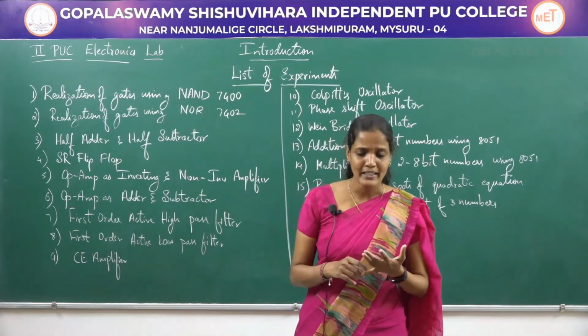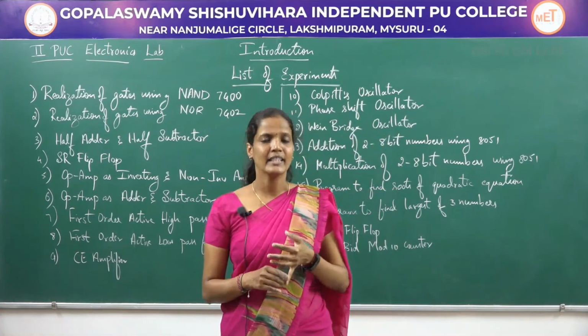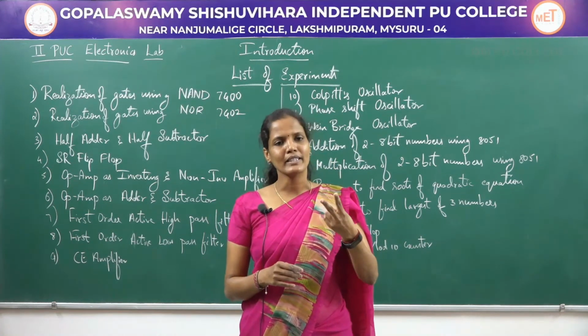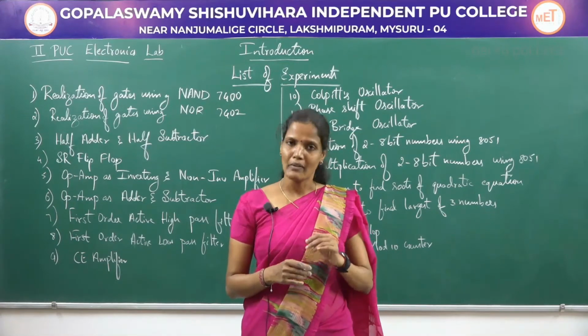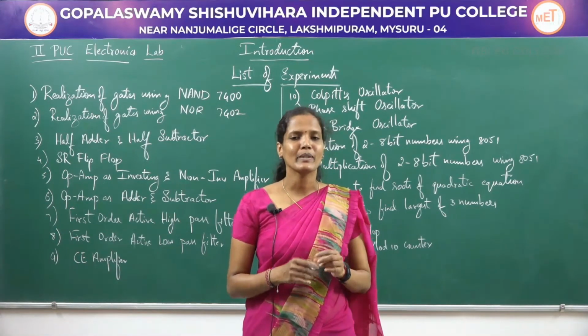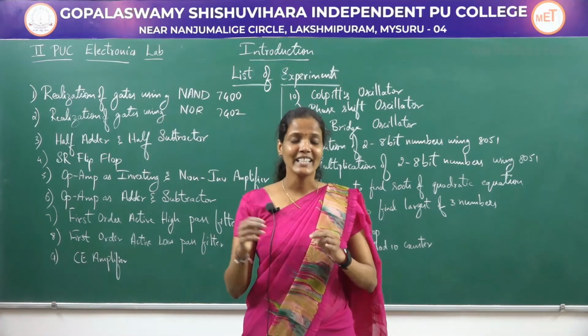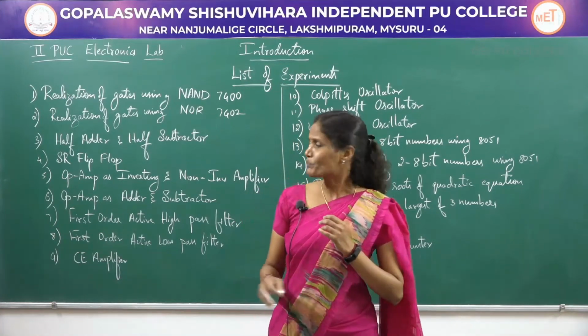Why the name half adder and half subtractor? We can just add two numbers and we can just subtract two numbers. So, the name half adders. Even for this experiment, we are going to use the NAND gate IC, that is 7400.